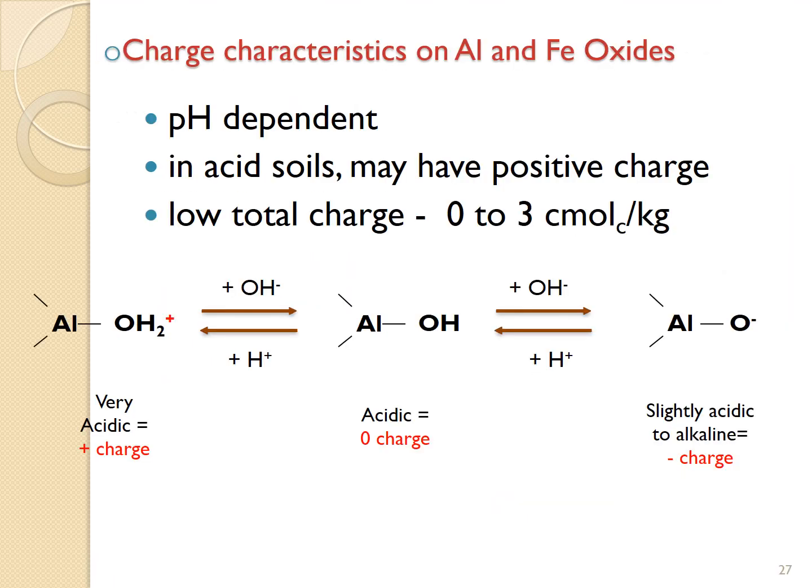So these end up being pH dependent for their charge. So in acid soils, they might even have a positive charge. So if you get the pH low enough with aluminum and iron oxides, you could get a positively charged soil, which is hard to find. So this is kind of one of those fun little facts. Most soils are negatively charged, but these are the only ones that at really low pHs can have a positive charge.